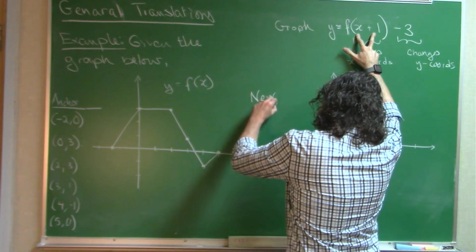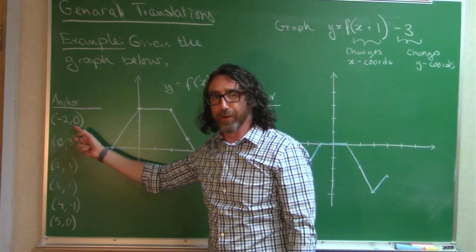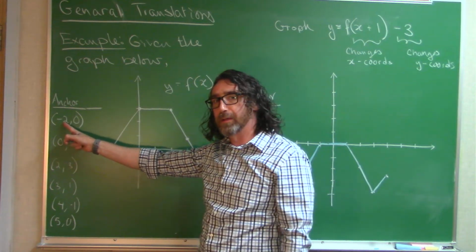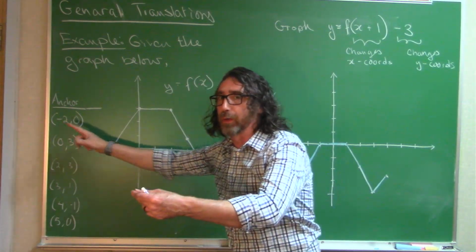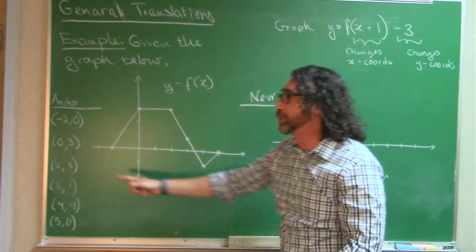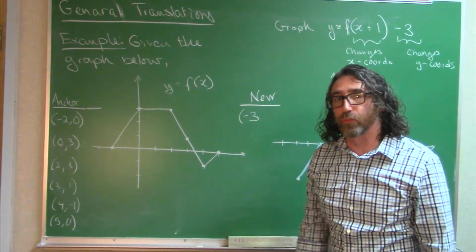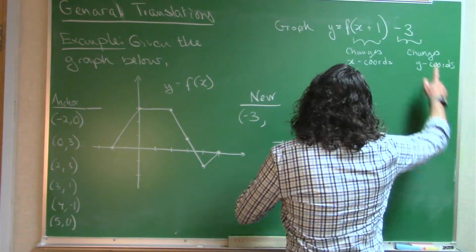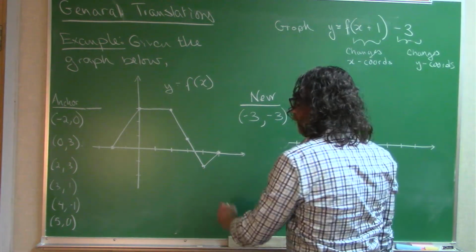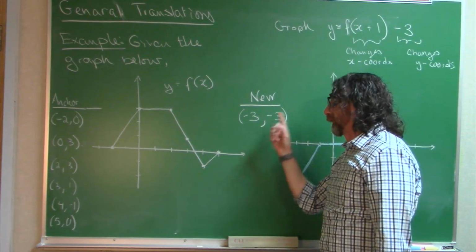Okay, so let's think about the new points that are now on this graph. Right, we started out with negative 2, 0. We're moving 1 unit left, so we're starting with this x coordinate and subtracting 1. That was what I was meaning when I said do the opposite. X got changed to x plus 1, do minus 1 to all the x coordinates. So the new x coordinate is negative 3. And then do this exact thing to the y coordinates. So instead of negative 2, 0 being on our graph, it's negative 3, negative 3.